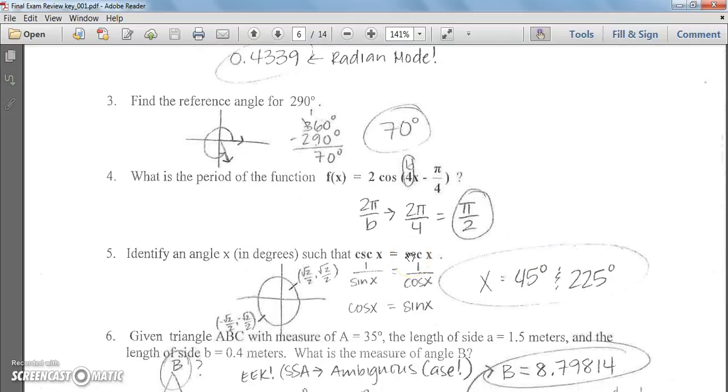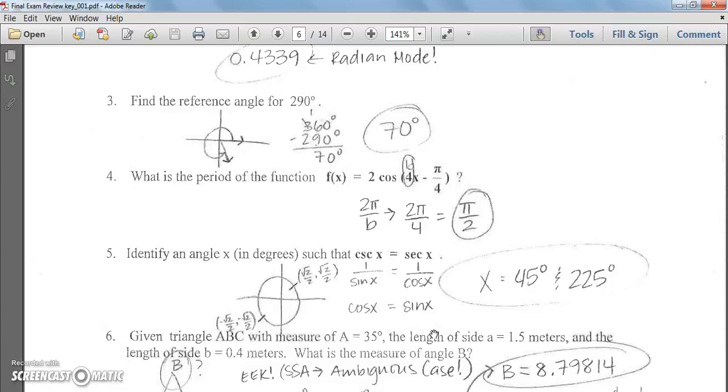Identify the angle in degrees. It's a cosecant equals secant here. All right, well, cosecant is just 1 over sine. Secant is 1 over cosine. I can take these two things and flip-flop them right away because I can take the reciprocal of both of them. If I take the reciprocal of one side and do it to the other, we're fine. So take the reciprocal there, and we're good.